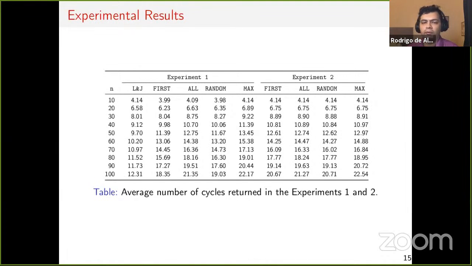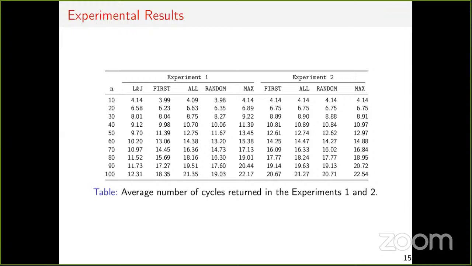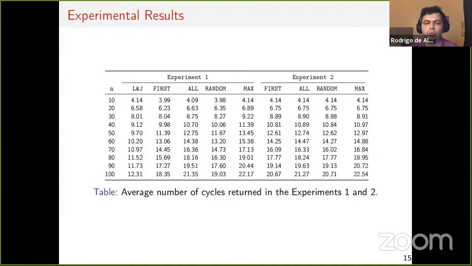Do you have any error bars on those results? Because we see here, for experiment 1, the max algorithm returned about 22 cycles on average, 22.17. But does the number of cycles vary too much? Do you know the variance of that number?